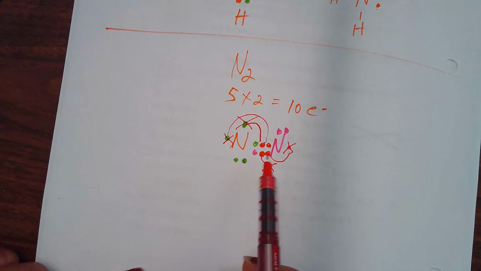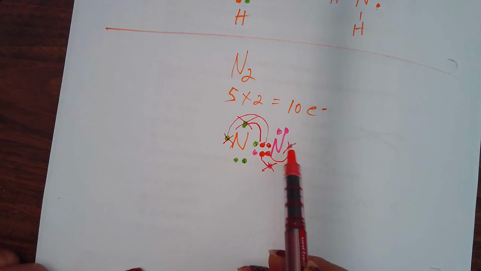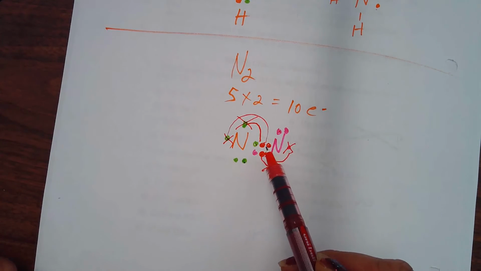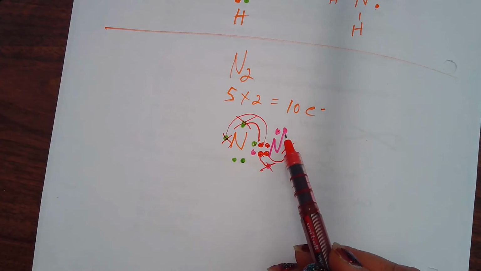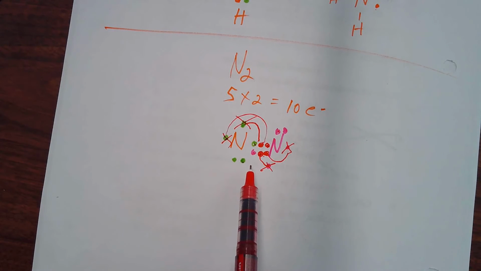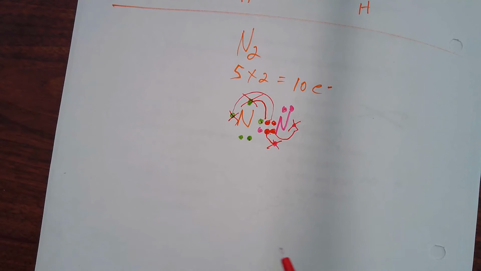1, 2, 3, 4, 5, 6, 7, 8. Count the pink nitrogen. 1, 2, 3, 4, 5, 6, 7, 8. So do you think those loose electrons need to move? No. How many bonds maximum can you have? You can only have 3 bonds, by the way. You can only have a triple bond.